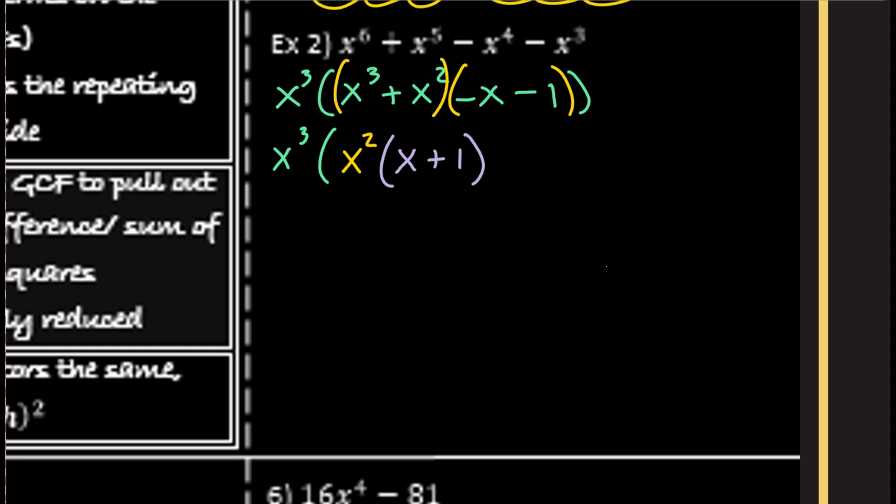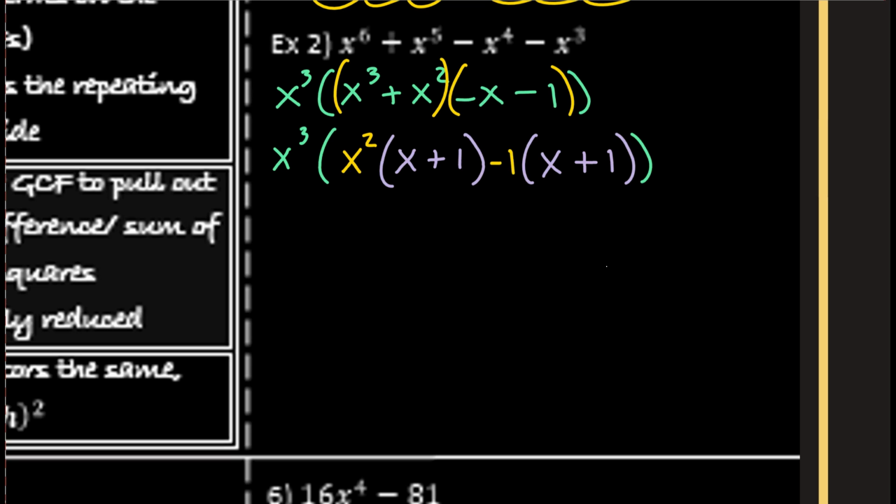Negative 1. What is negative x divided by negative 1? Positive x. And what is negative 1 divided by negative 1? Now, this is my checking point, my stopping point. Are my insides the same? Yes. X plus 1, they're the same. I'm doing this right. This can be factored by factoring by grouping.